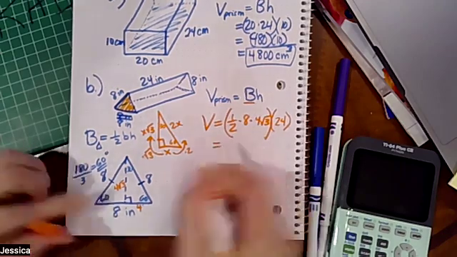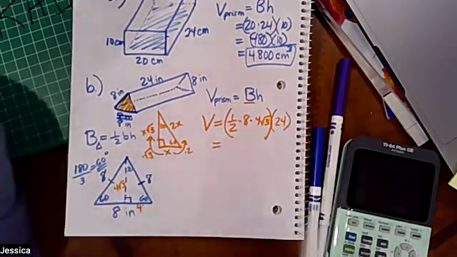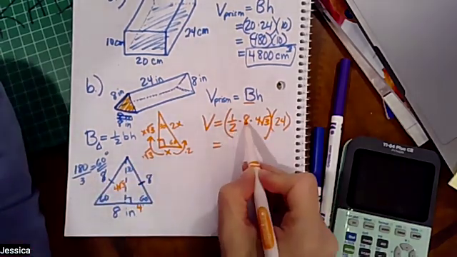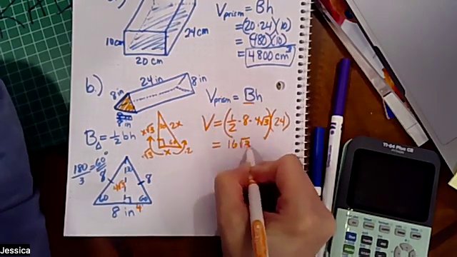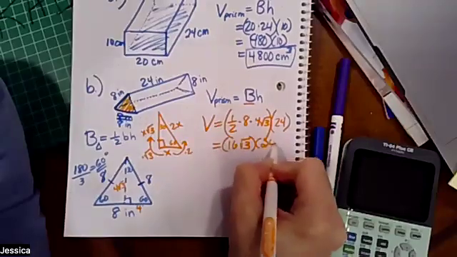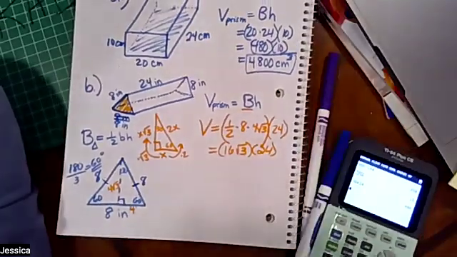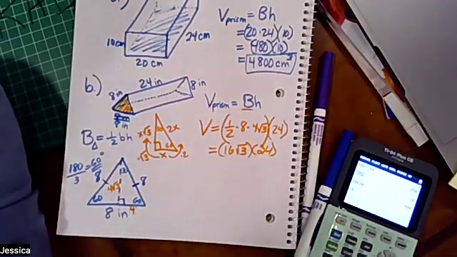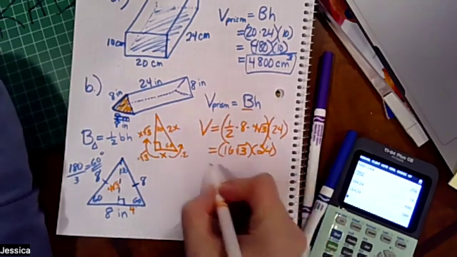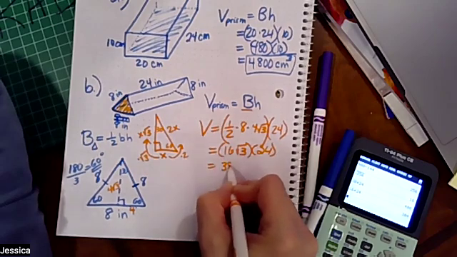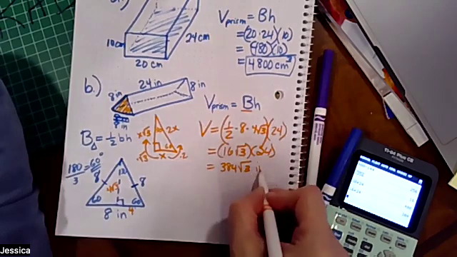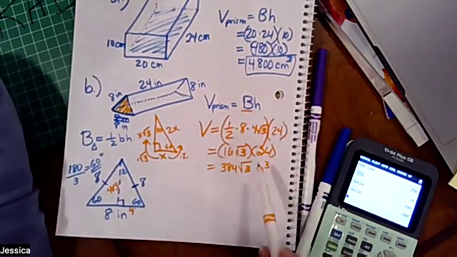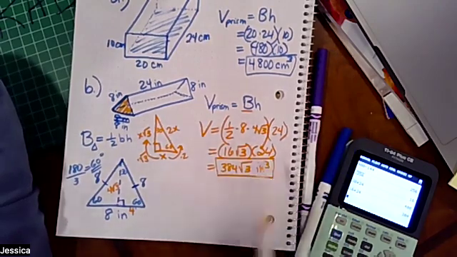Okay, now it's math time. 1/2 of 8 is 4, and 4 times 4 is going to give us 16 square root of 3 times 24. I'm going to use my calculator for that. 16 times 24 gives us 384 square root of 3 inches cubed. So that is your exact answer.